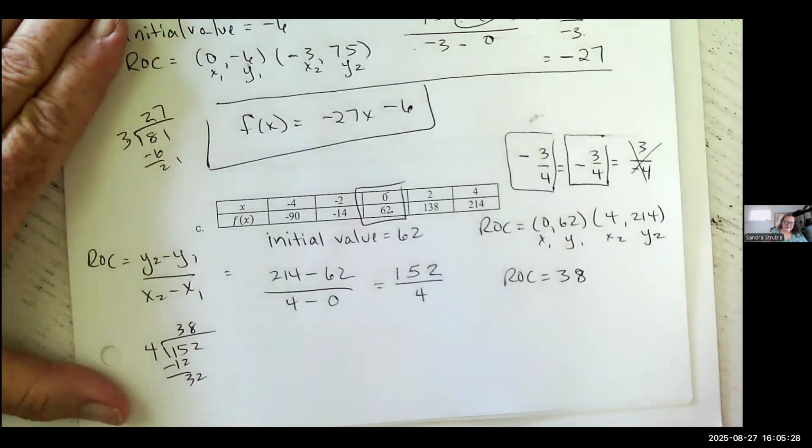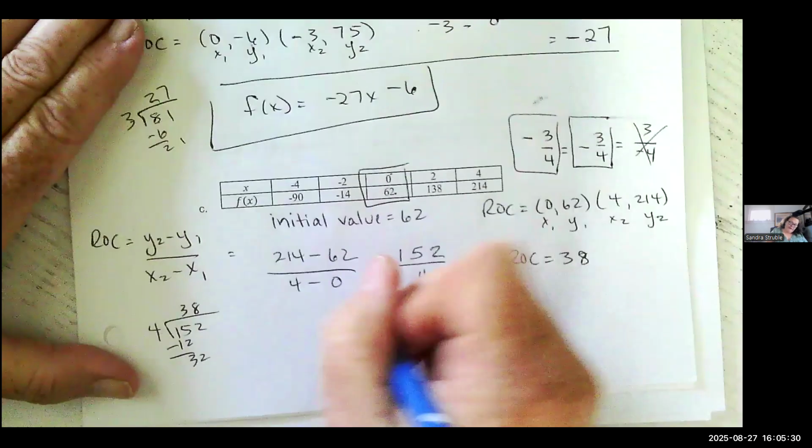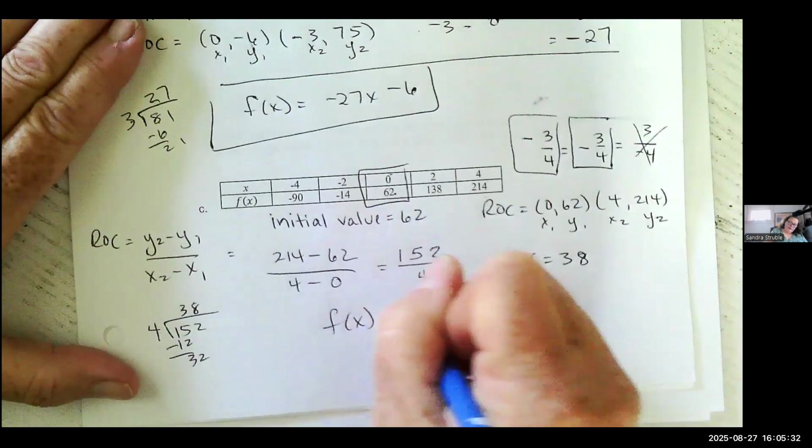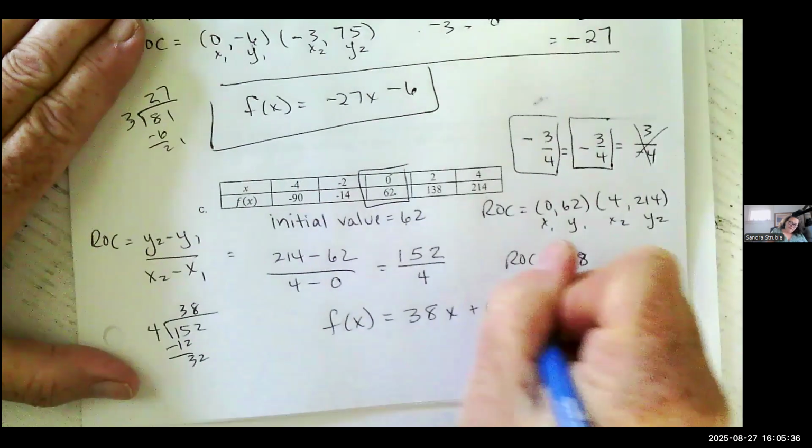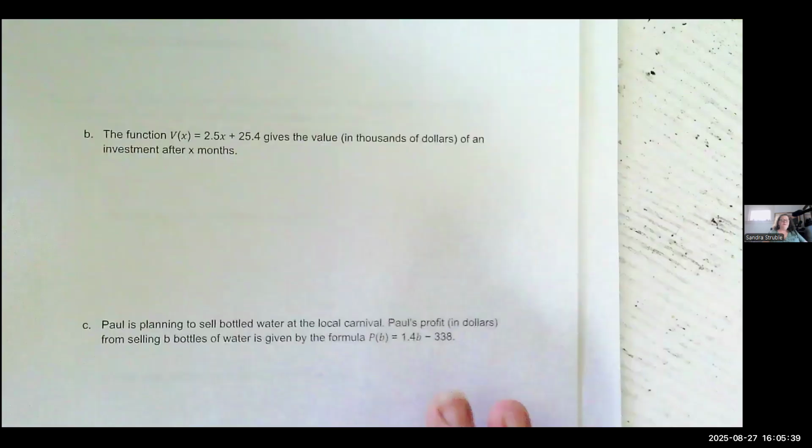Okay. Let's write our linear function. F of x is equal to 38x plus 62. Let me know what questions you have.